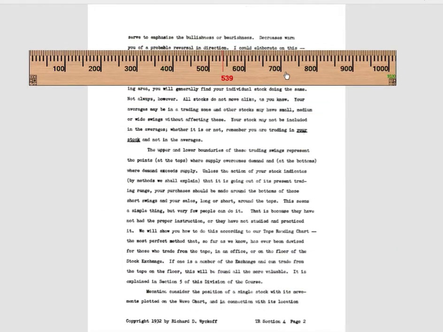Decreases in volume warn you of a probable reversal in direction. You can see this in the wave chart also. Let's say you have a trend. The first rally has a lot of volume. The second rally starts having less volume. Third, even lower. The fourth rally, even lower. The fifth rally, even lower. So what does that mean? That means it's going to be a trend reversal.